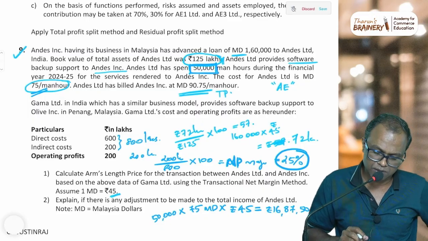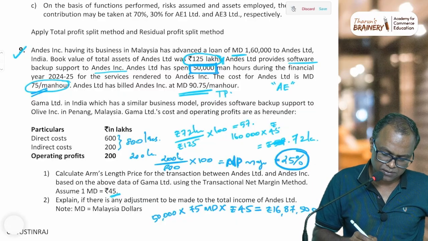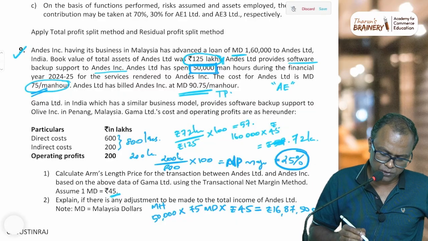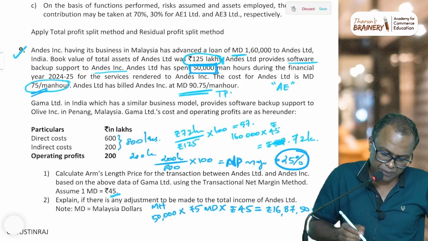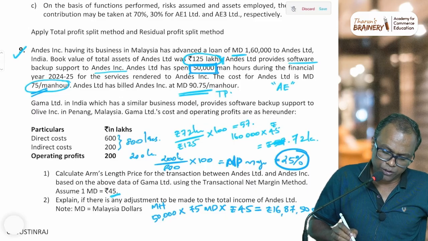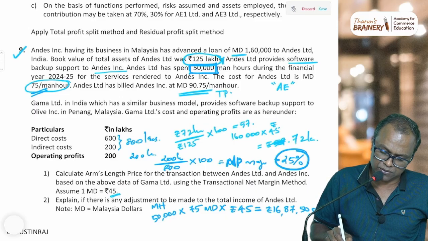75 per man hour. So 50,000 man hours into 75 Malaysian dollar per man hour, converted into INR at rupees 45. So 16 crore 87 lakh 50,000.